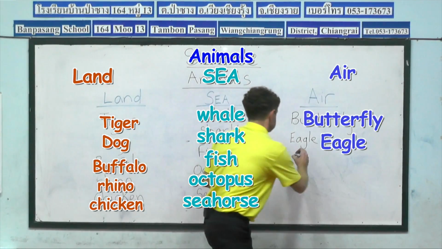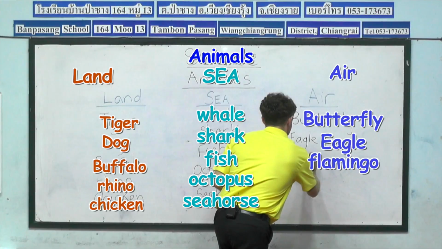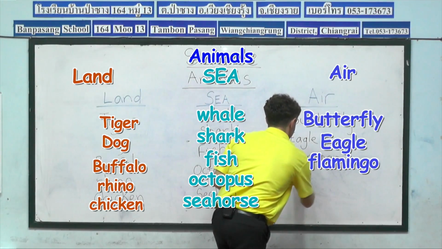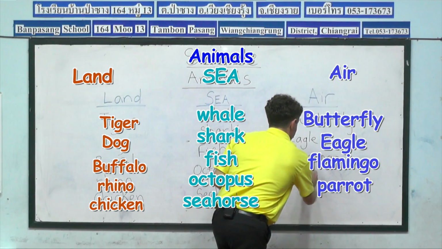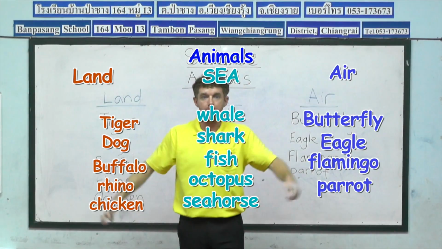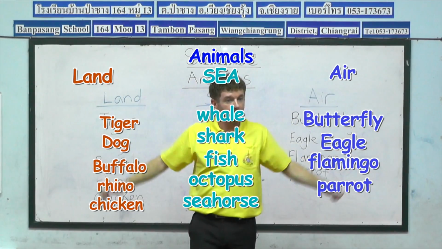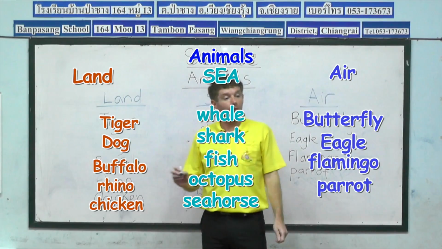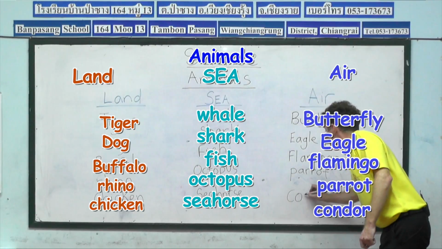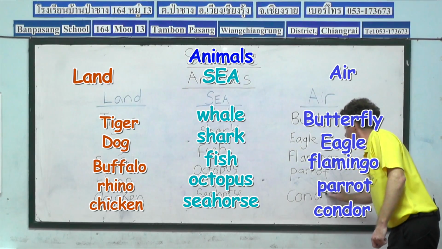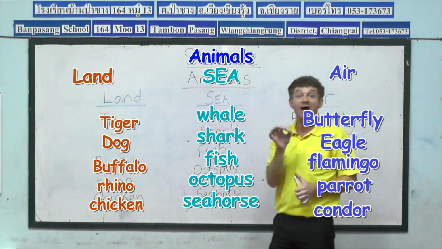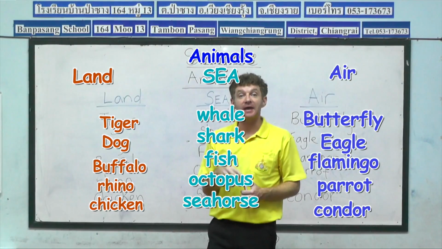Flamingo. Parrot is another one. Well done, well remembered. P-A-R-R-O-T. And then, who can remember the biggest bird? Begins with C. Condor. Okay, and we spell condor C-O-N-D-O-R. Okay, so now we have 5 different animals in each of their categories.